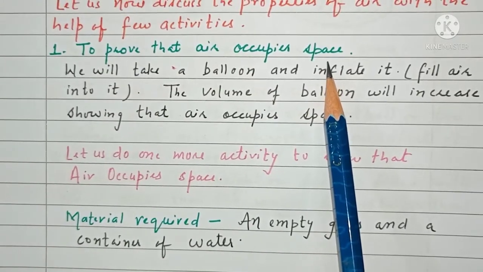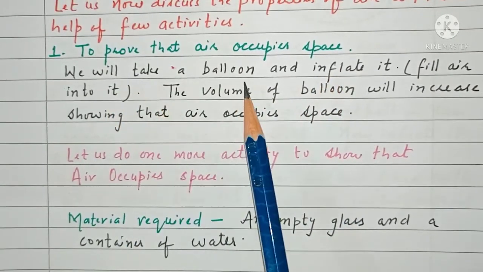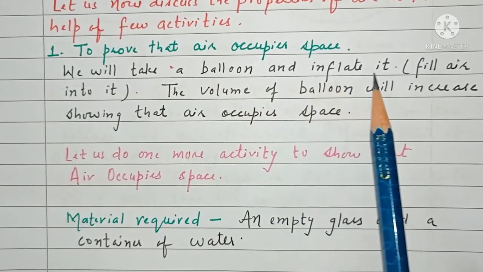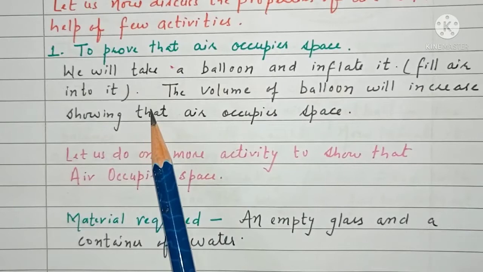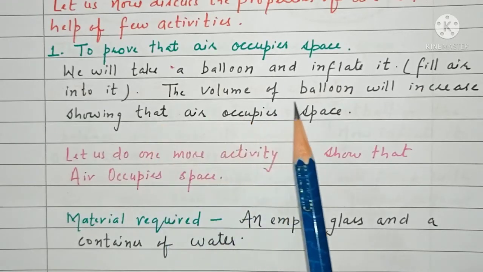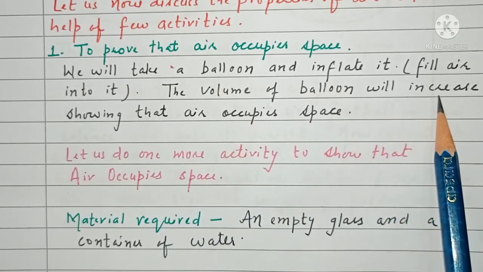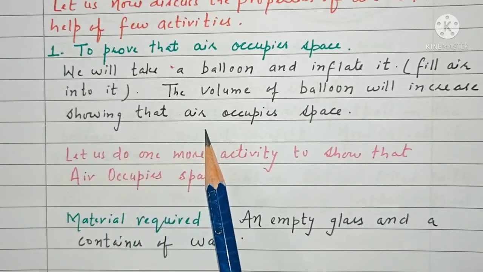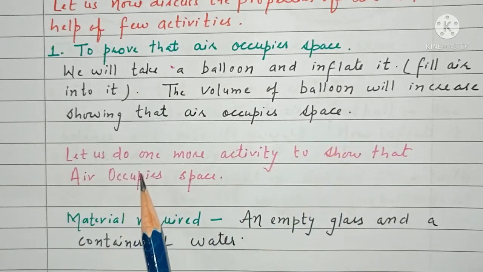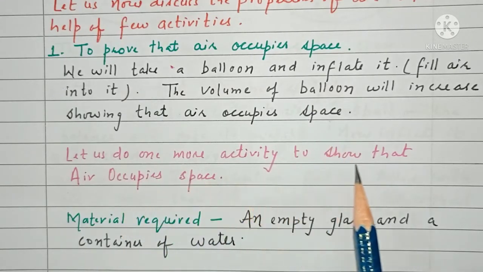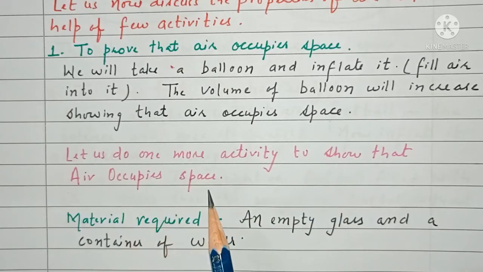This is a simple activity, students. We will take a balloon and inflate it. Inflate means fill air into it. What will happen? The volume of the balloon will increase, showing that air occupies space. You all have done this. Fine. So let us do one more activity to show that air occupies space.